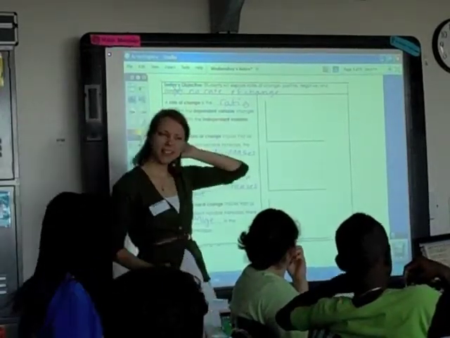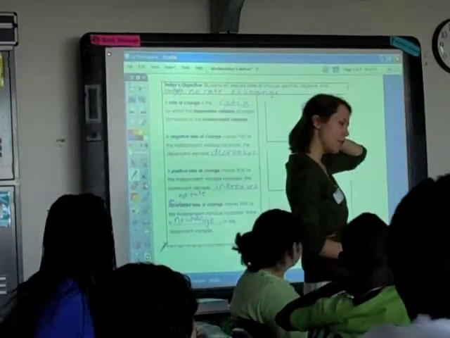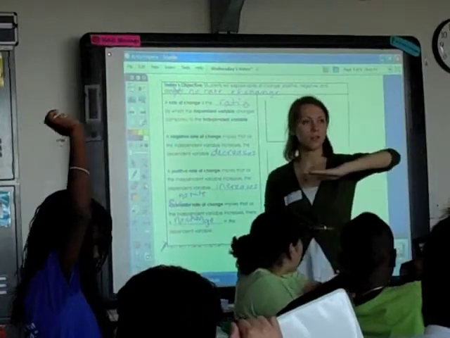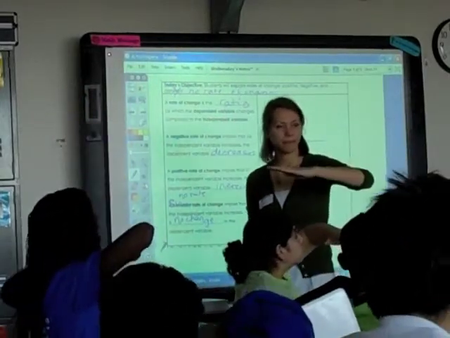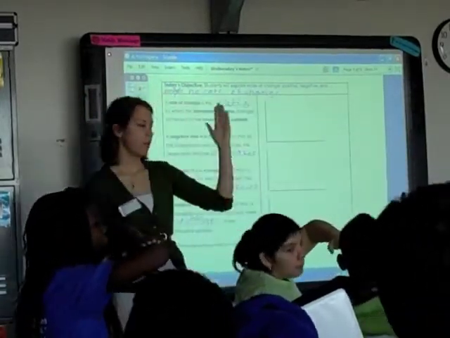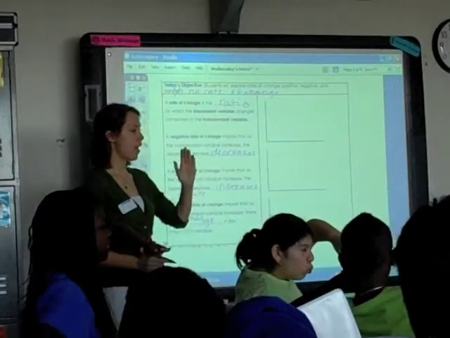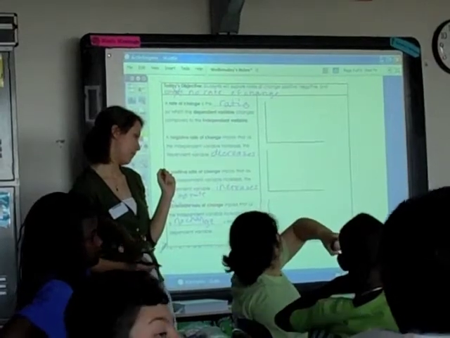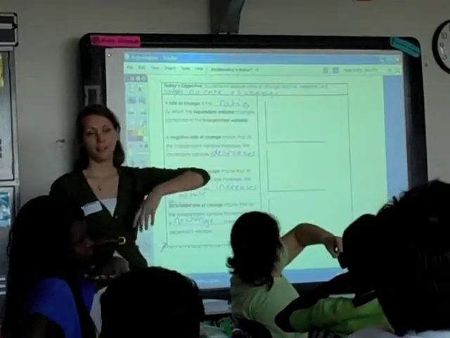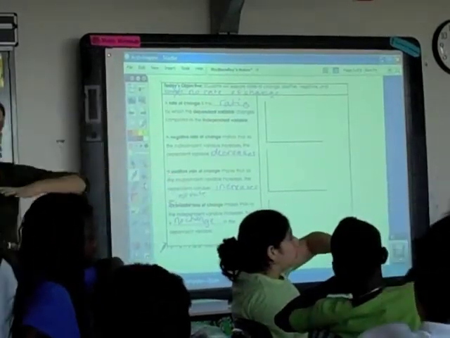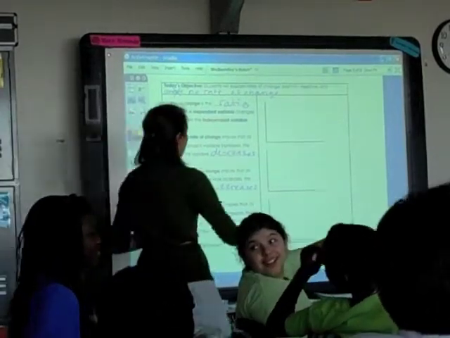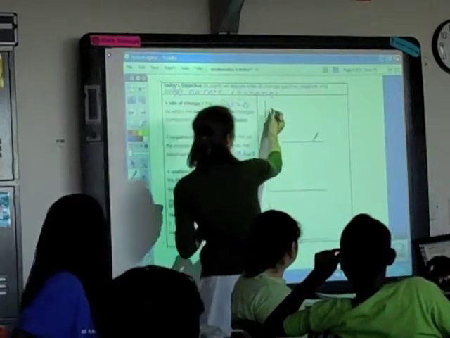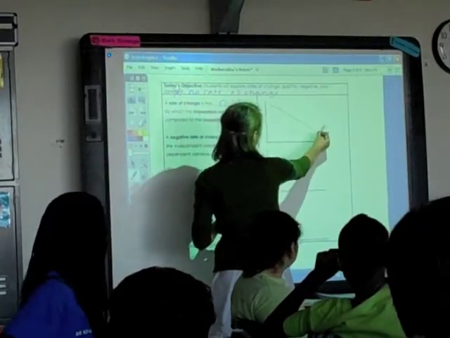So a graph, which axis is my independent variable on? Which axis do I usually graph it on? Which way does it go? This way or this way? Show me with your hands. The x or y axis for the independent variable. Right, the x. So as I increase for a negative rate of change, I decrease. So y'all should draw that.